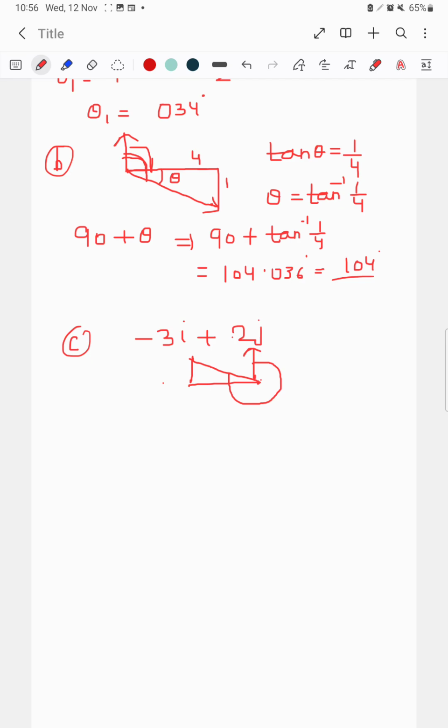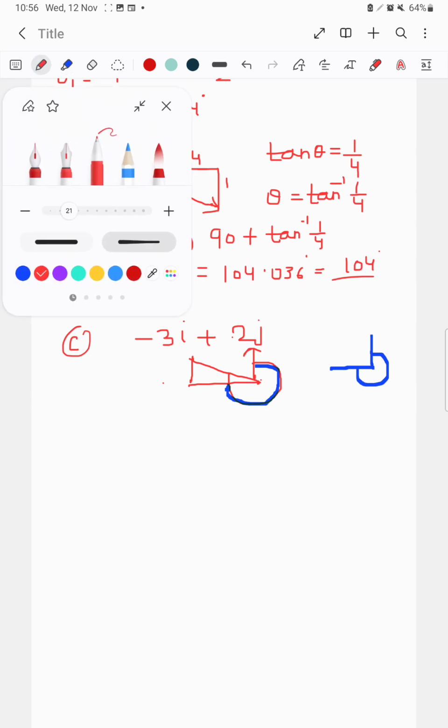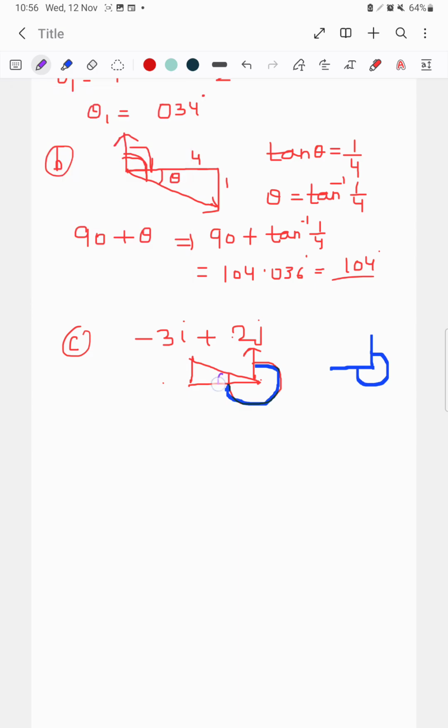And if you see up to this point, this whole angle is 270, because this is a vertical line and this one is the horizontal line. So this is 270, three quarters of the whole circle. And then we have to find the extra angle, and I am considering that angle to be theta. So my answer will be 270 plus this angle theta.